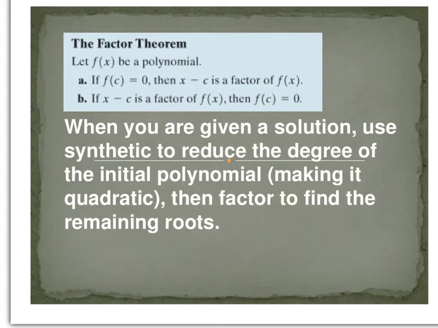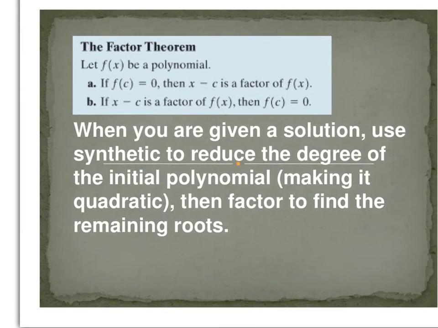So now we're going to use the factor theorem. Just like the remainder theorem, we end up with the remainder. What the factor theorem says is if our remainder is 0, then what I was dividing by is a factor. Okay? So let's take a look at this.